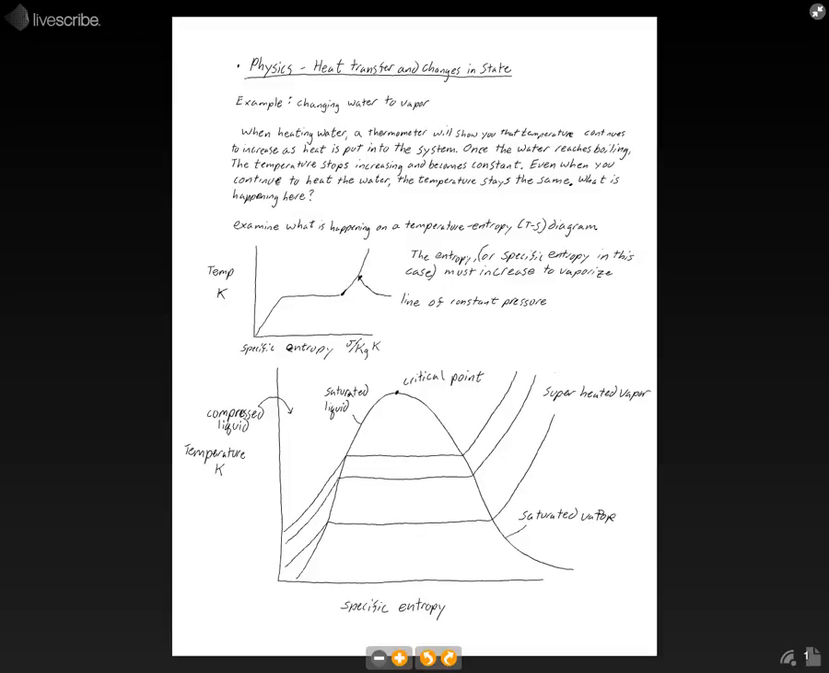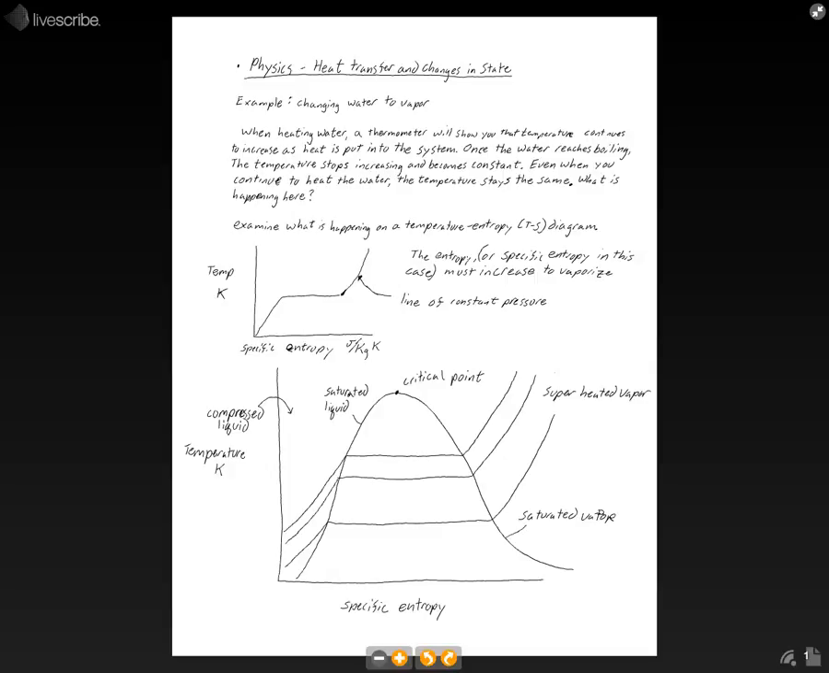Physics, heat transfer and changes in state. So for this we are going to go ahead and do an example of changing water into vapor. So when heating water, a thermometer will basically show you that the temperature will continue to increase as you put more heat into the system.